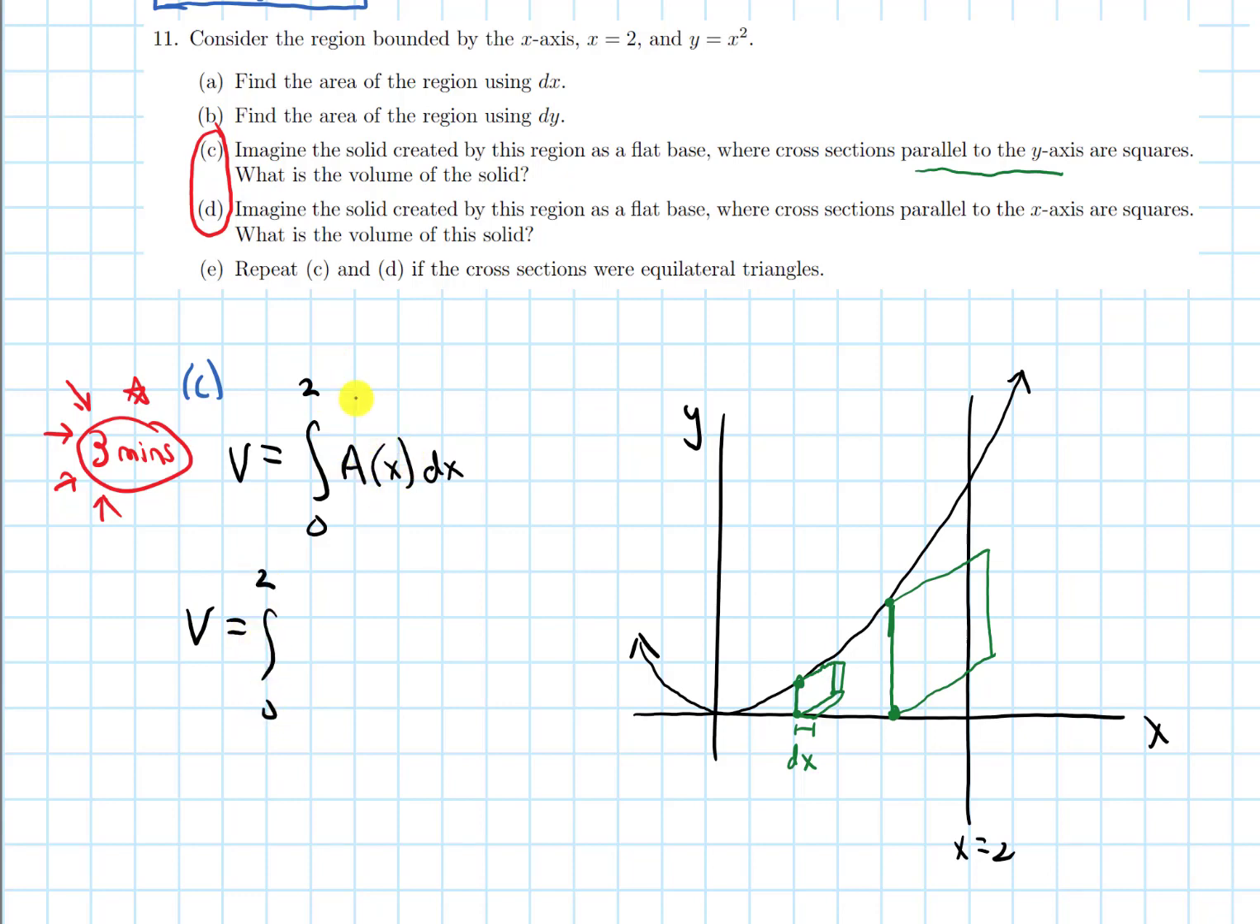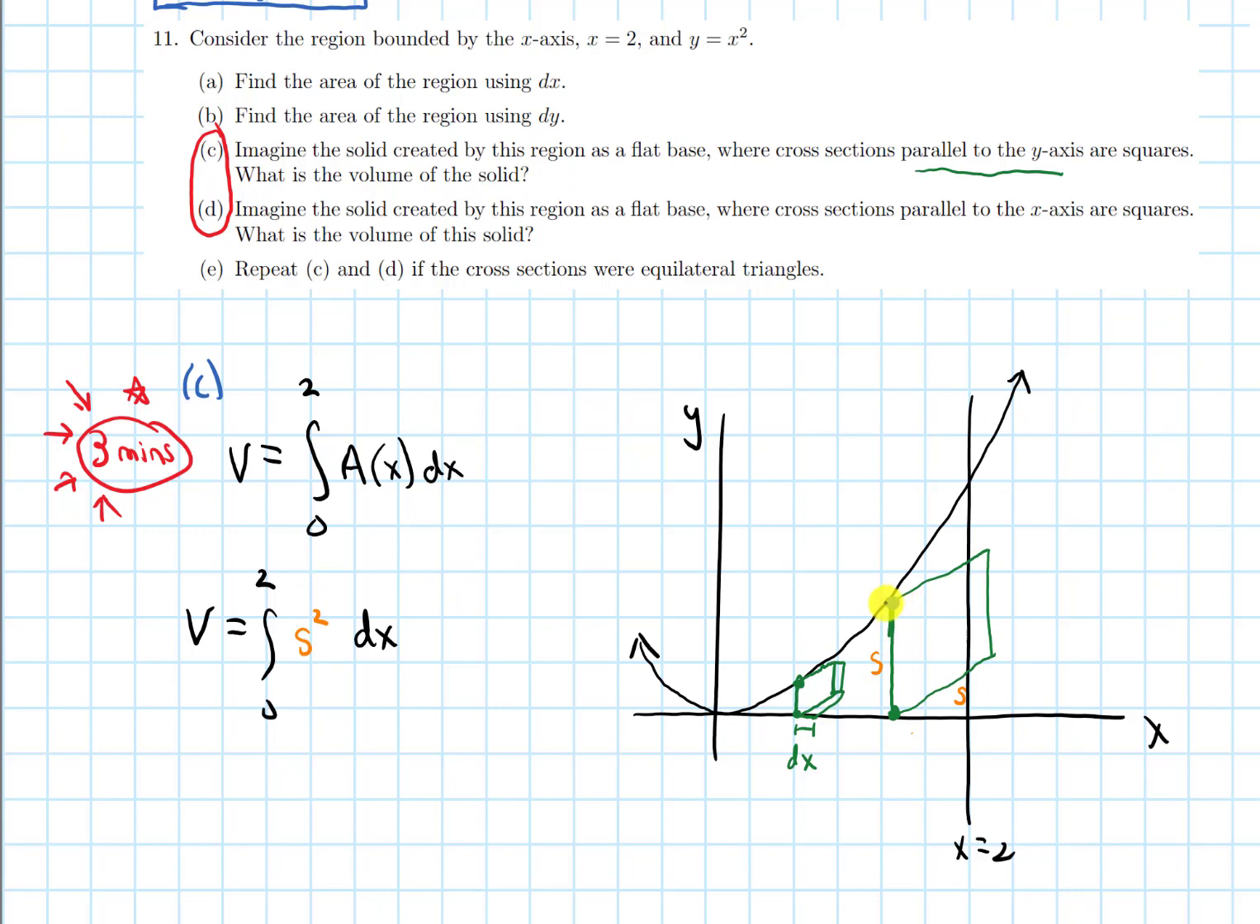And I need the formula for the area of this cross section. Well, the cross section is a square. So I'm going to call this length S. And this length S, the sides of the square are all the same. And the formula for area of a square is just S squared. But I can't take the antiderivative of this because the variables are different. This is an S and that's an x. So I need to figure out, what is S in terms of x?